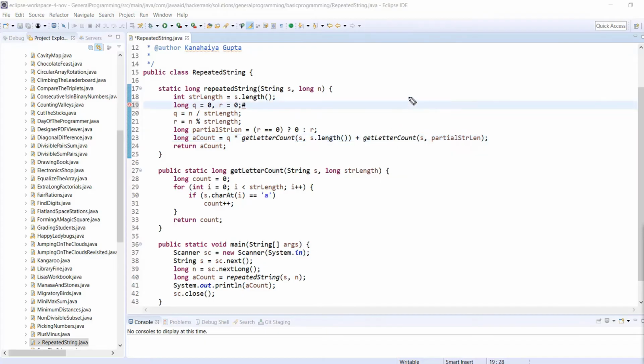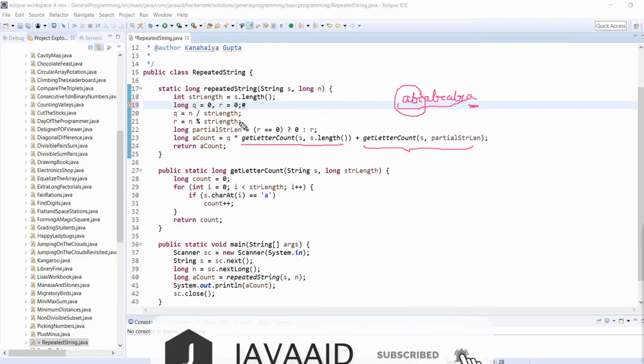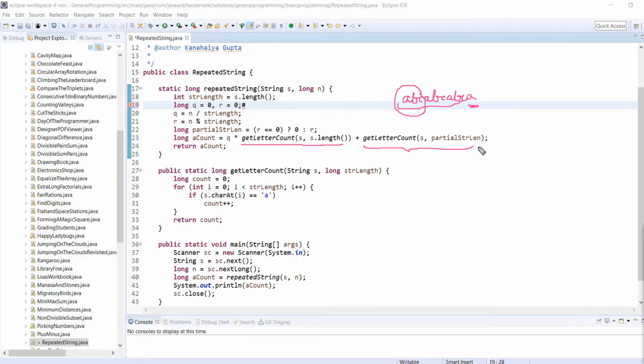So if you remember, guys, we have an example of ABC, ABC, ABC and A. So this part of the calculation is done by this, right? So Q is the number of times the complete string is there, and the length of the string is 3. And this A is solved via this. So we are passing the same string ABC here, and the partial string length. The partial string length is the remainder, which is 1. So we are passing that 1 here.